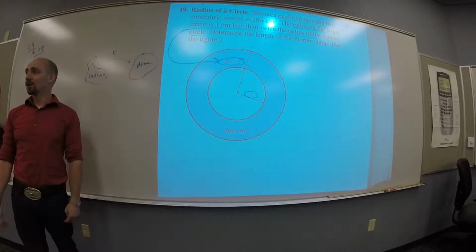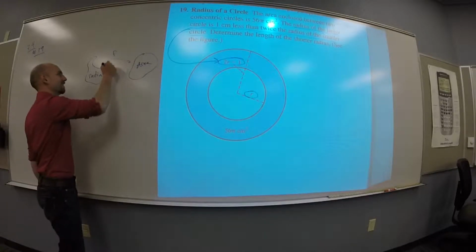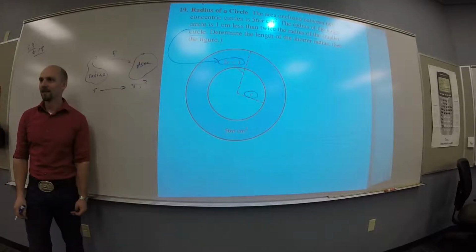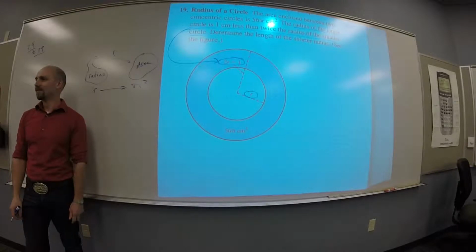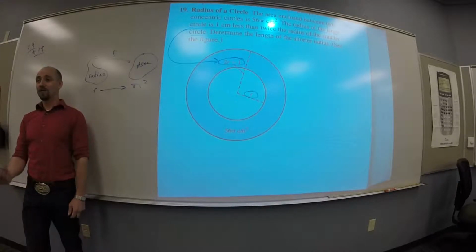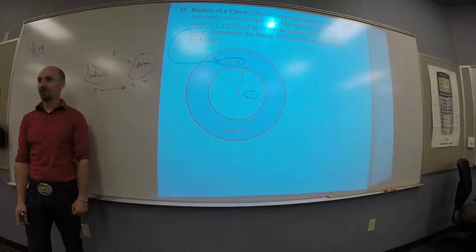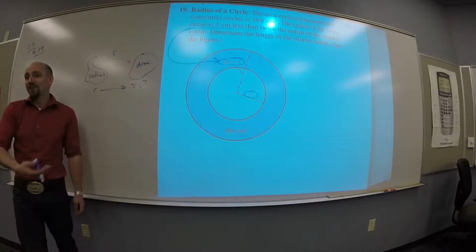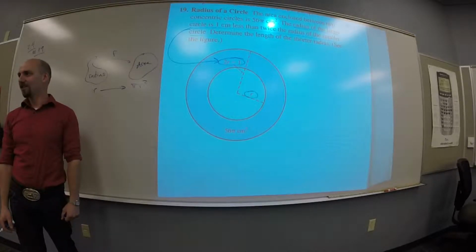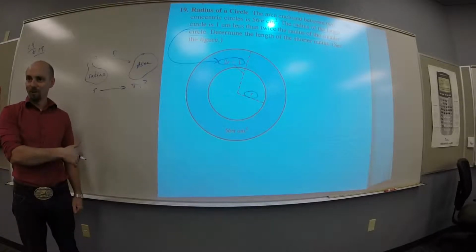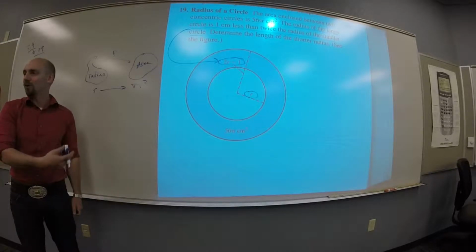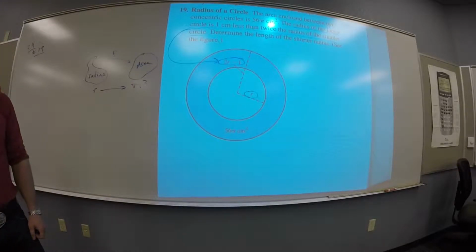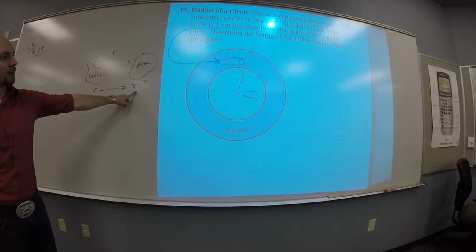Pi r squared. So r goes to pi r squared. That's my function. You guys recognize that? All those little formulas that you learned in geometry class or wherever in high school, those are all functions. They're all a relationship between sides or radius or whatever, and area or volume or whatever. So, okay, I got this, right?